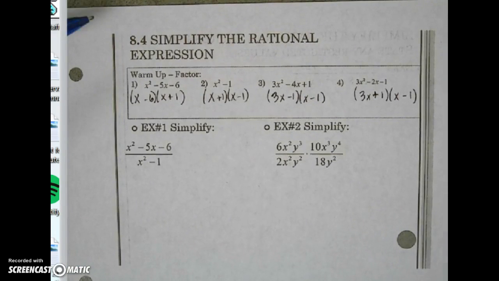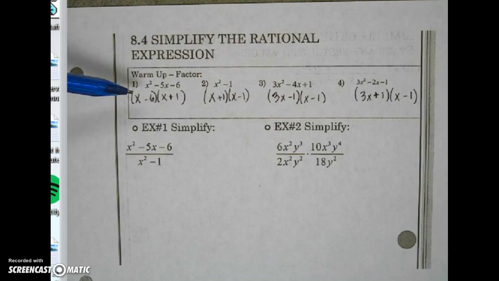Hello, and hopefully you have already done the warm-up for 8.4. Our SWBAT today is to simplify rational expressions. From the warm-up, you can check your answers with the ones that you have here, and make sure that you're okay with factoring. Today, in order to simplify these, beautiful people, the main thing we have to do is factor. In terms of everything we're going to do for 8.4, 8.5, just moving forward, factoring is super important. So that's what we're going to do.